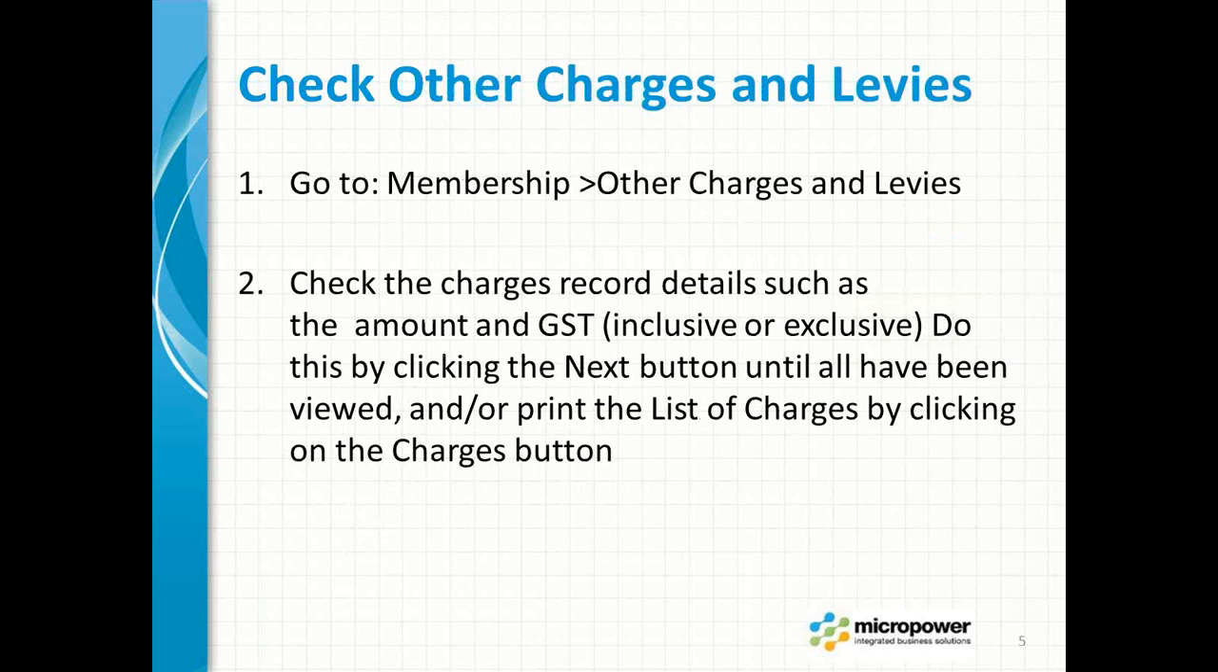So step 3 is to check other charges and levies. Again, you just go into your membership, other charges and levies, and you can check the charges record details, such as, again, the amount of GST. To do this, click the next button until you've viewed them all, and then you can print them off as well. So that's how you check all your other charges and levies.